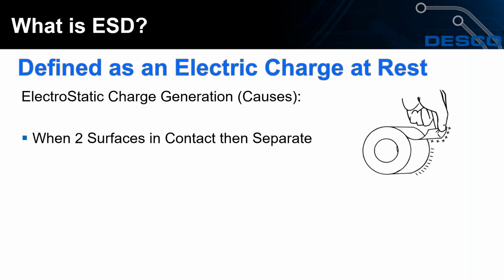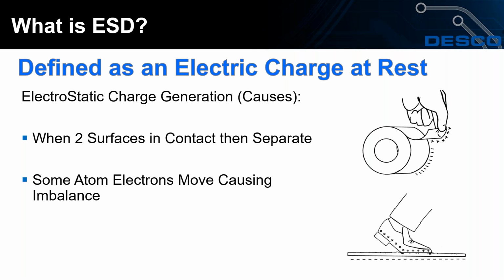Static electricity is generated by what we call tribocharging, or when two surfaces contact and separate. In this example of the roll of Scotch tape, when I pull that piece of tape off the roll, I've separated those two surfaces. When we separate them, some of the atom electrons move and cause an imbalance, and the imbalance is the static charge. One of those surfaces will charge up positive and the opposite surface will charge up negative.